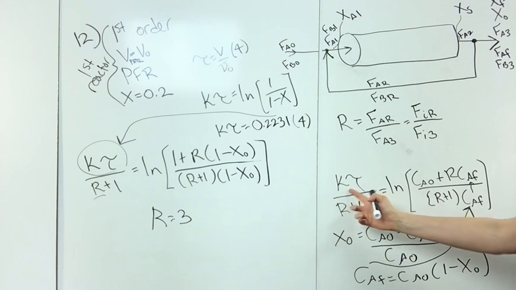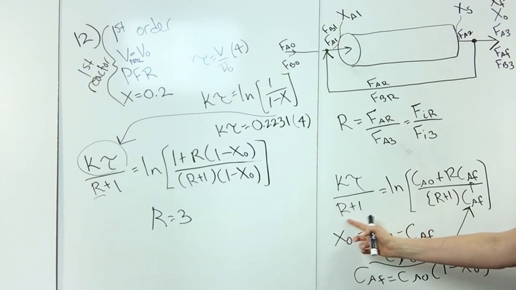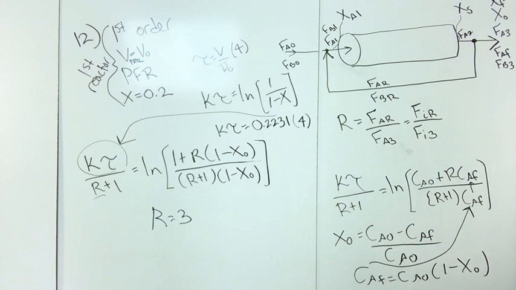I mean, you would still do the same thing to get k tau, but that's all I'm going to say about that. Just make sure that you're pretty familiar with the equations for recycle reactors.